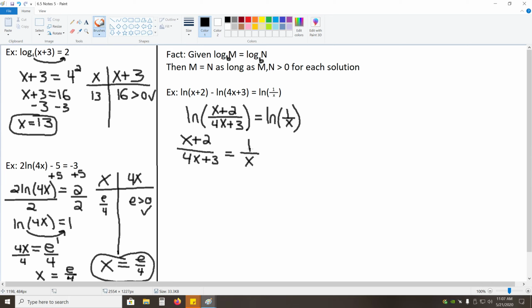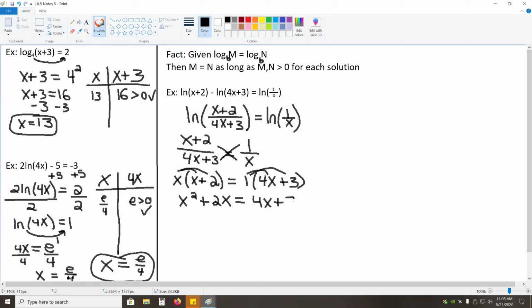From here we have two fractions equal. Remember, you can always cross multiply when you have two fractions equal to one another. So that gives us x times (x plus 2) equals 1 times (4x plus 3). We'll now go ahead and distribute the x and the 1, which gives us x squared plus 2x equals 4x plus 3.